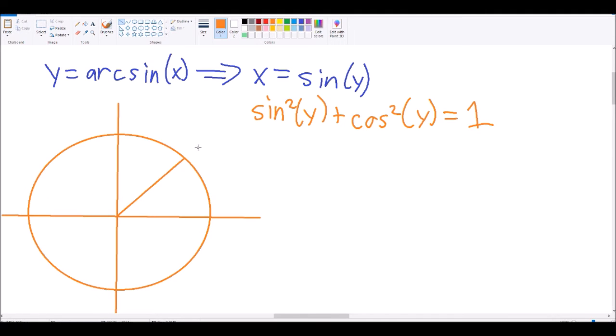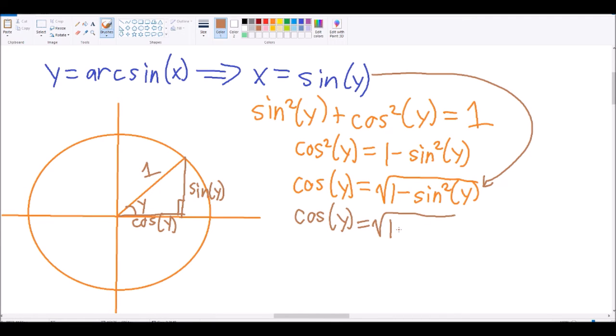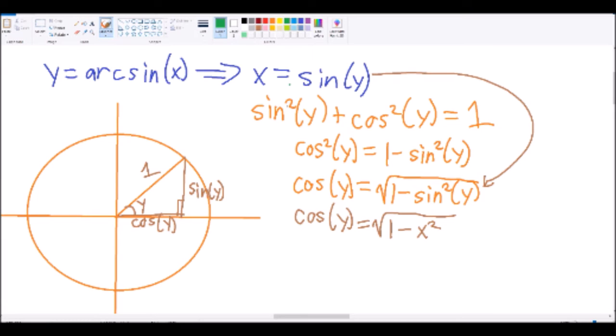This, by the way, is gathered from the Pythagorean theorem on a unit circle. Rearranging slightly, we get cosine squared of y equals 1 minus sine squared of y, or cosine of y equals the square root of 1 minus sine squared of y. We know from above that x equals sine of y. So plugging this in gets cosine of y equals the square root of 1 minus x squared.